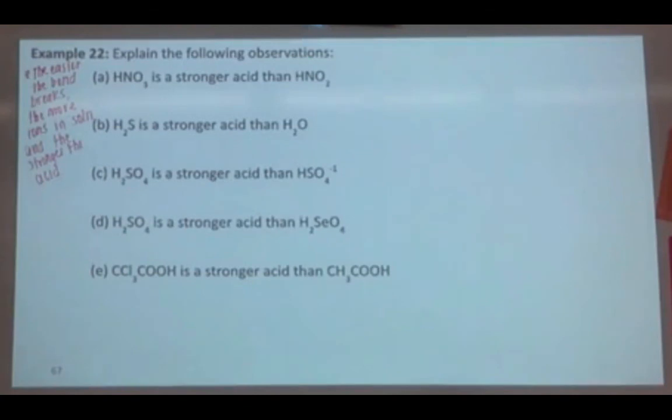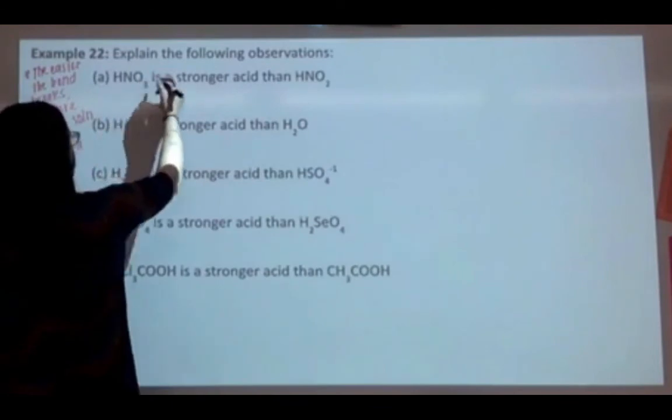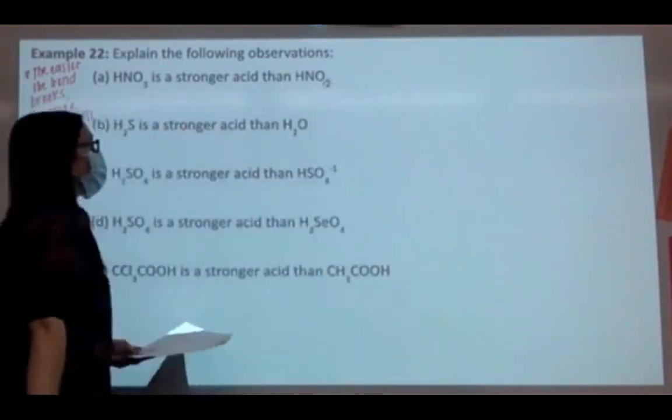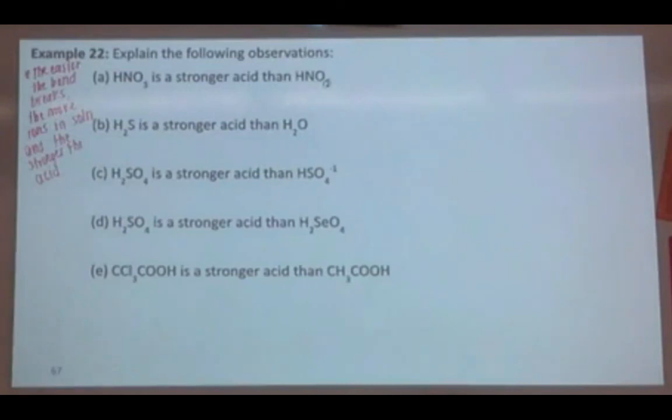So the video looked at different types of acids. It looked at oxyacids with different numbers of oxygens, with different central atoms, or binary acids. So if we look at part A, HNO3 is a stronger acid than HNO2. You need to look at how they're similar and how they're different. So I notice here that it's HNO3 versus HNO2, so this is actually comparing two oxyacids. Oxy means they have oxygen, but one has 3 oxygens, one has 2 oxygens.